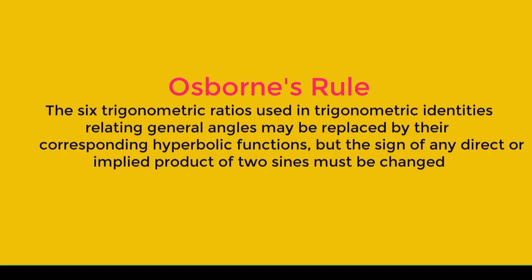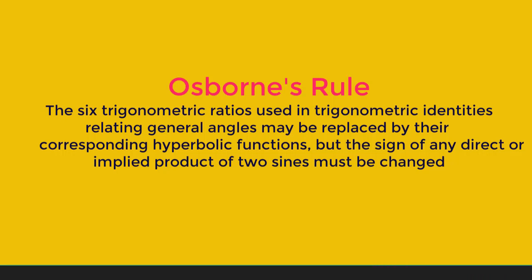Hyperbolic functions, just like trigonometric ratios, have identities. The relationship between hyperbolic identities and trigonometric identities is understood better through Osborne's rule. Let us do question number 6, part B.